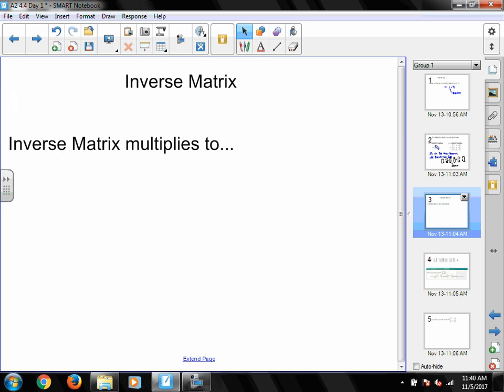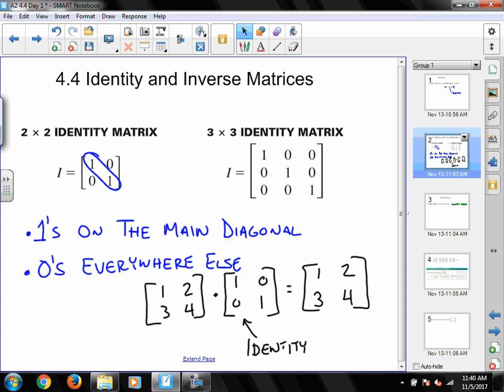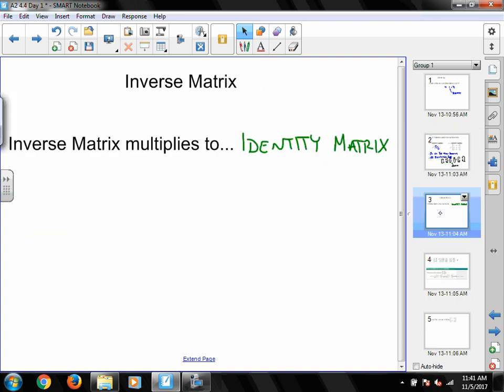The more interesting thing that we're going to talk about today is the inverse matrix. If you multiply something by the inverse matrix, you are going to get the identity matrix. So, remember these guys we were just talking about? You multiply something by its inverse, and I'll show you how to find those in a little bit here. But if you multiply something by its inverse, you're going to get the identity. So, 1s on the main diagonal, 0s everywhere else.